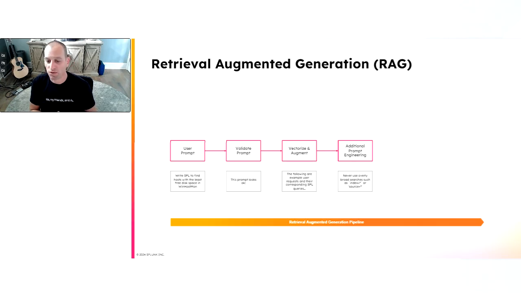Maybe you've gone out and you said, hey, ChatGPT, I want you to act like a cat in order to answer my questions, right? That's prompt engineering. You're trying to define and scope exactly how you want the LLM to process your request. So we're going to do things like, hey, don't use overly broad searches like index equals star or source equals star, because we know those are bad practices, right? So we have a bunch of prompt engineering that we do.